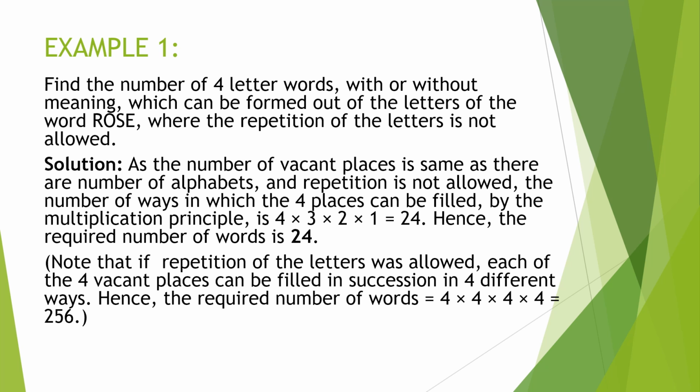Now in the same example, suppose repetition was allowed, that means you can take R 2 times or anything more than 1 time. If repetition is allowed, then the first place can be filled in 4 ways. Again for the second place there are 4 possibilities. So you have 4 raised to 4, which is 256. This is like the formula we have just seen, n raised to r. So it is 4 raised to 4, which is 256 if repetition is allowed.